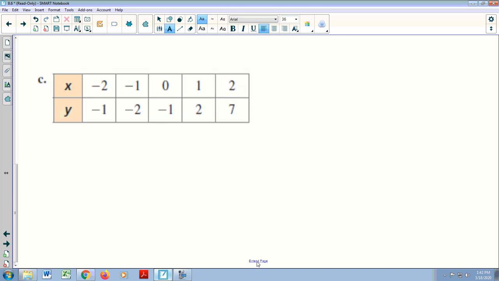The last one here, -2, -1, 0, 1, 2. That is going constantly. So I look at -1, -2, -1, 2, 7. I've already got an idea in my head what this is going to look like, and the reason is because of the -1 and -1. That tells me I'm thinking it might have a U shape, but I don't know for sure. So I'm just going to check.